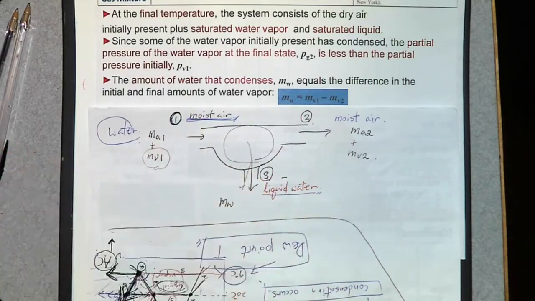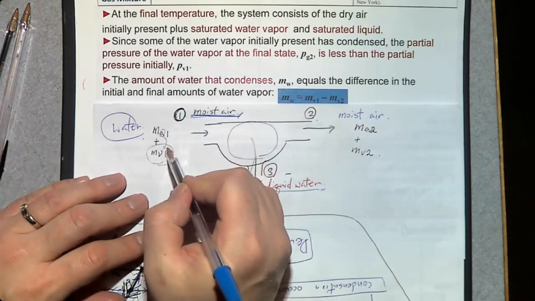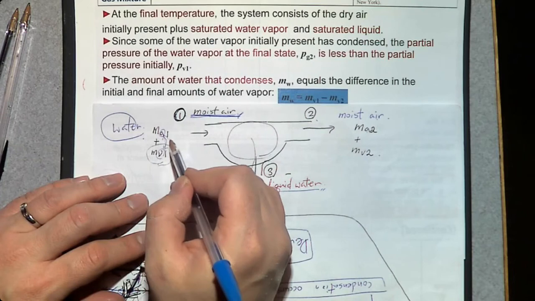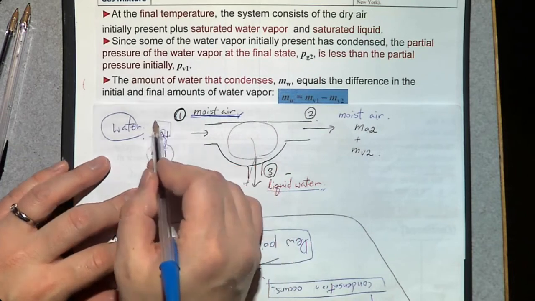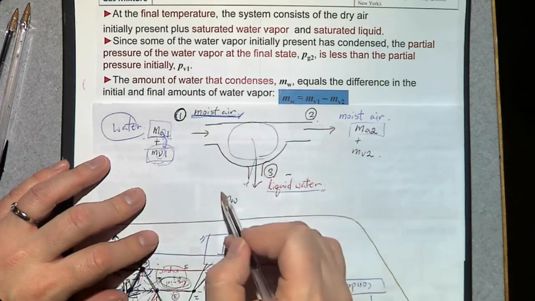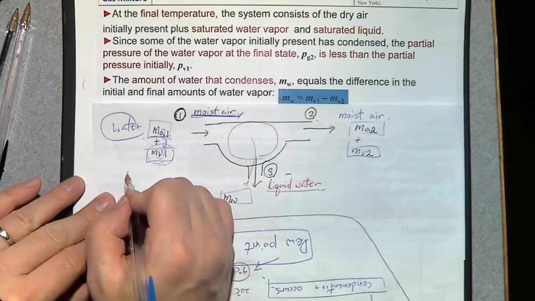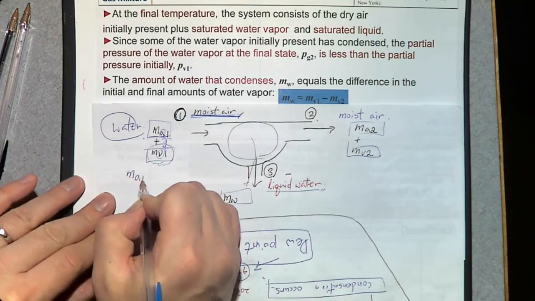So we assume that there is no chemical reaction or nuclear reaction. So the air cannot be water, or water cannot be air. So the amount of air should remain constant. The amount of water should remain constant. Between 1 and 2, we have mass of dry air, MA number 1.